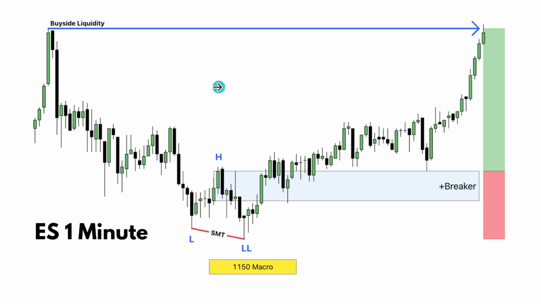Going forward, we're looking at a 1 minute time frame of the S&P 500, and we see a bullish breaker scenario where we have a low, a high, and then a lower swing low relative to the first swing low. Now, when is this occurring? During the 11:50 macro. So again, we're seeing time align with price.